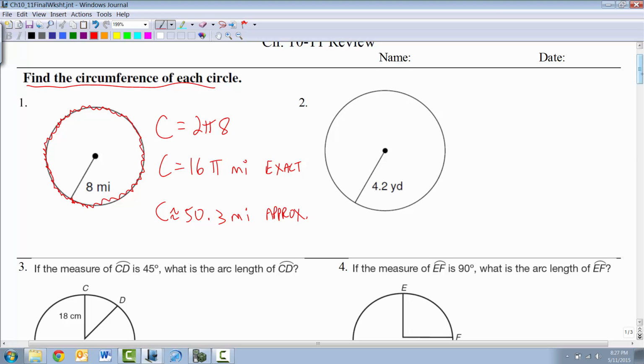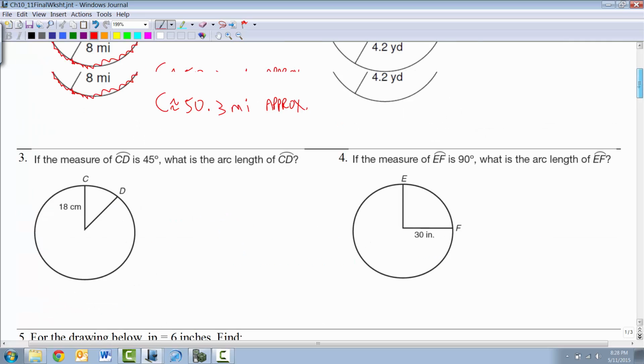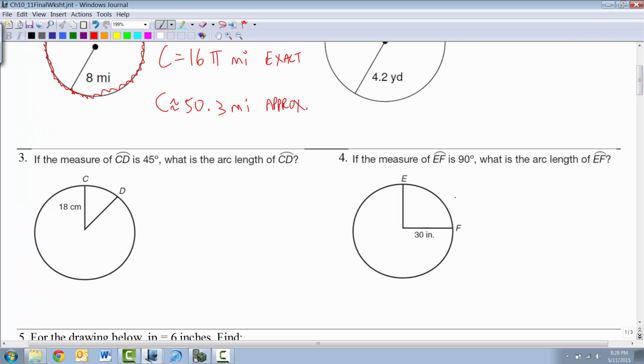All right, let's move on to this one. And you can see I do, you do. So I did 1, you do 2. I do 3, you do 4. All right, so the measure of arc CD, that's from here to here. The measure in degrees is 45 degrees. But what is the arc length? So all that 45 establishes is I have 45 out of 360 in arc measure, or 45 degrees out of 360, which would be a full circle. So, it's not really circumference, sorry. Used the wrong letter there.